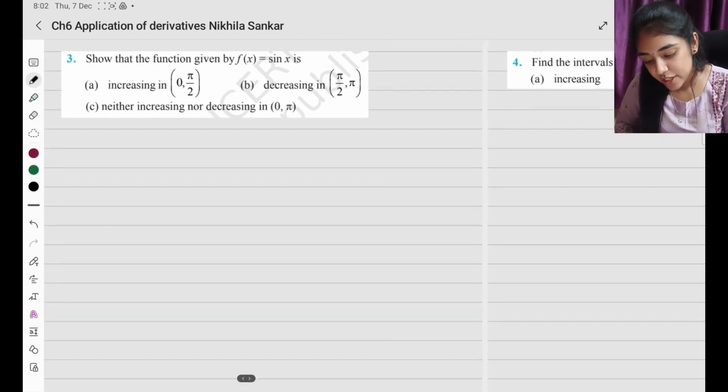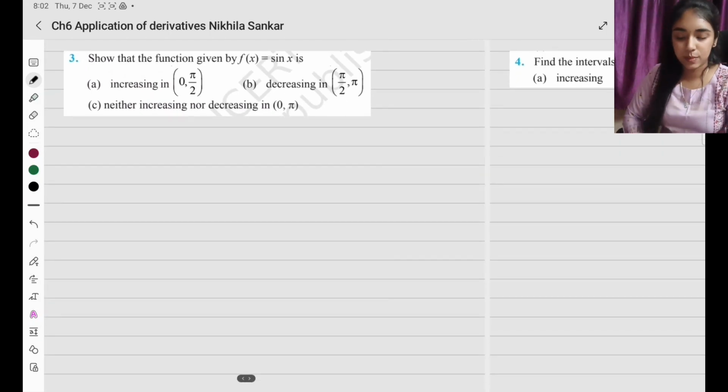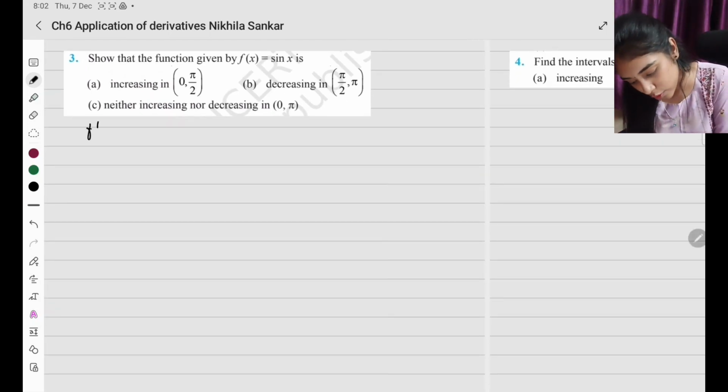Question number 3. Show that the function given by f of x equals sin x is increasing. So first நம்ம என்ன பண்ண போறோம்? f dash of x கண்டுபிடிக்க போறோம், which is going to be cos x.